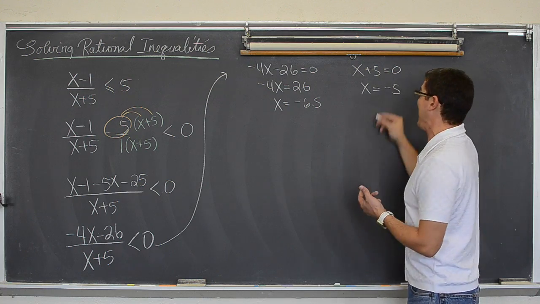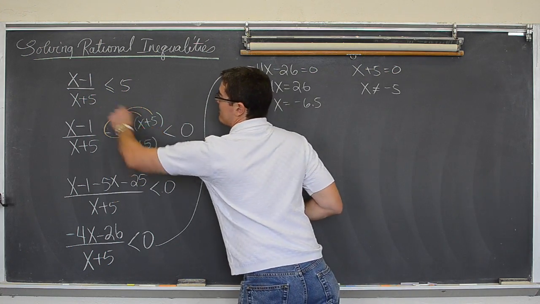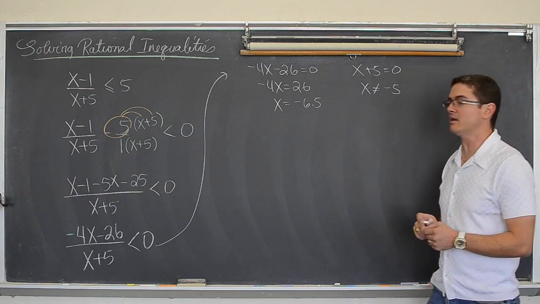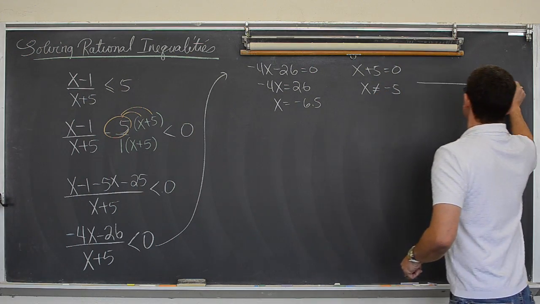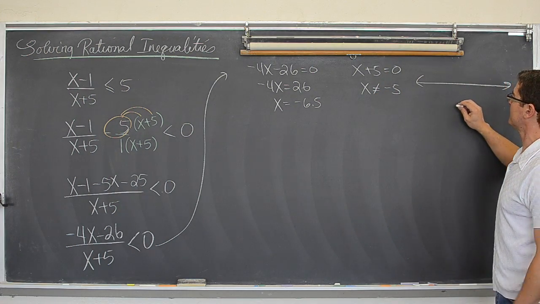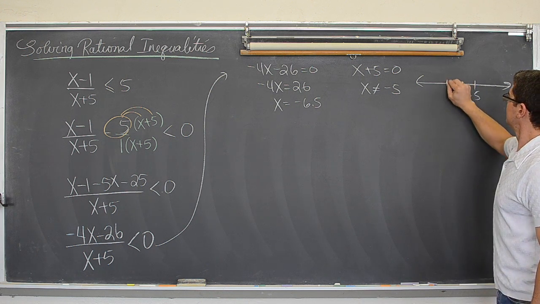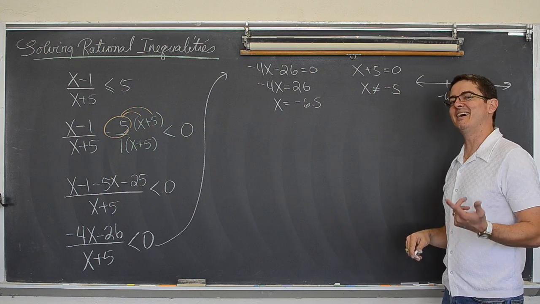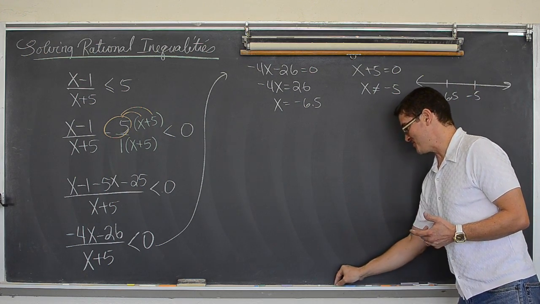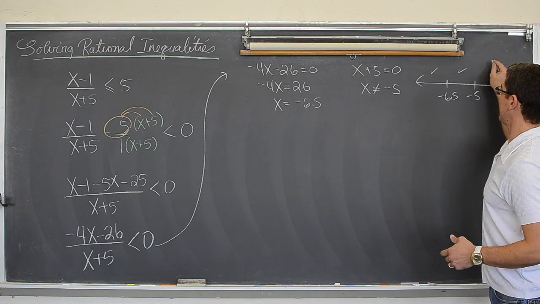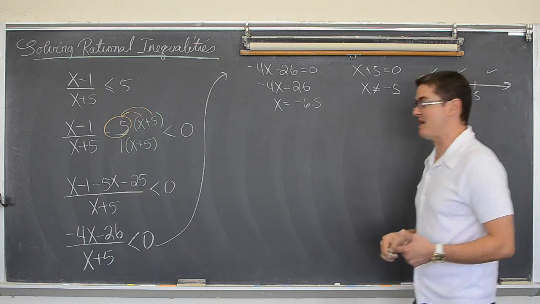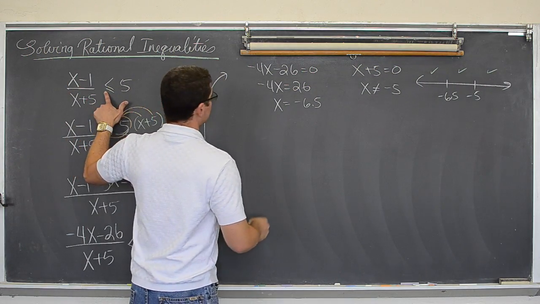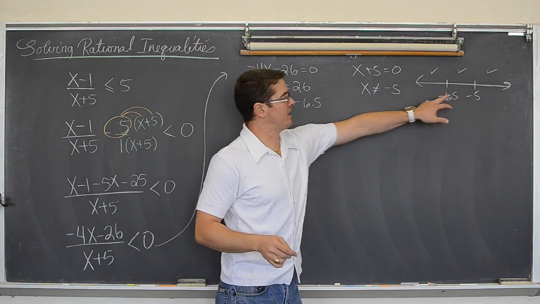So another critical value is x is negative 5. Actually, x can't be negative 5 because that makes the original rational function undefined, but it's still a critical value we have to mark on the number line. So our number line is going to be split up with negative 5, negative 6.5, and what do we have to do? Yeah, check the intervals. So check this side, check this, and we're going to see which ones pass and fail.